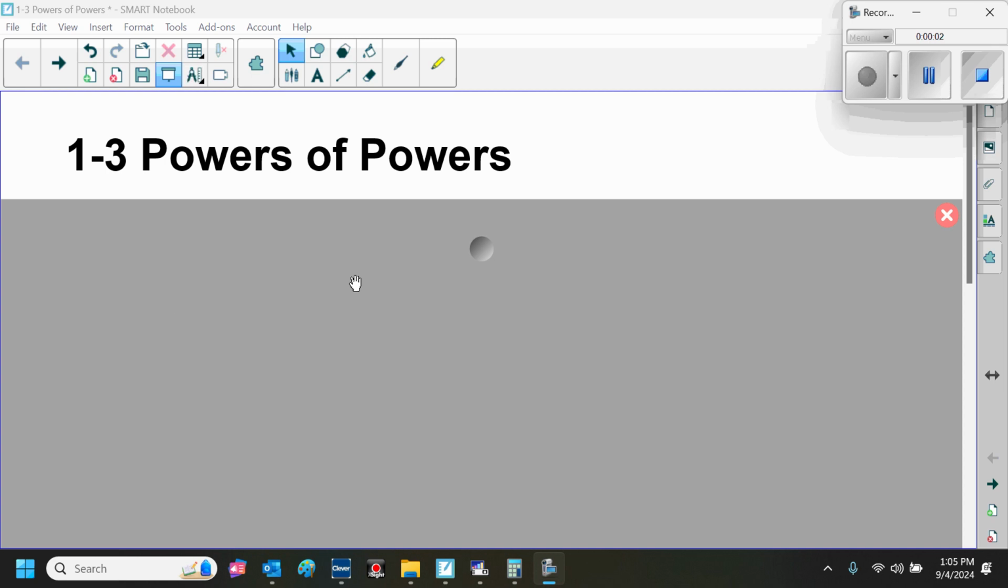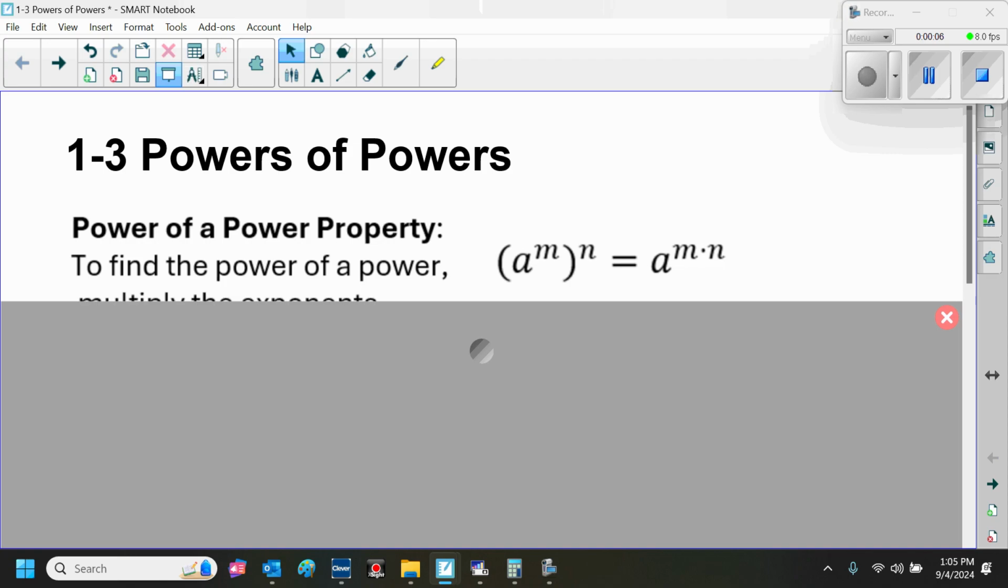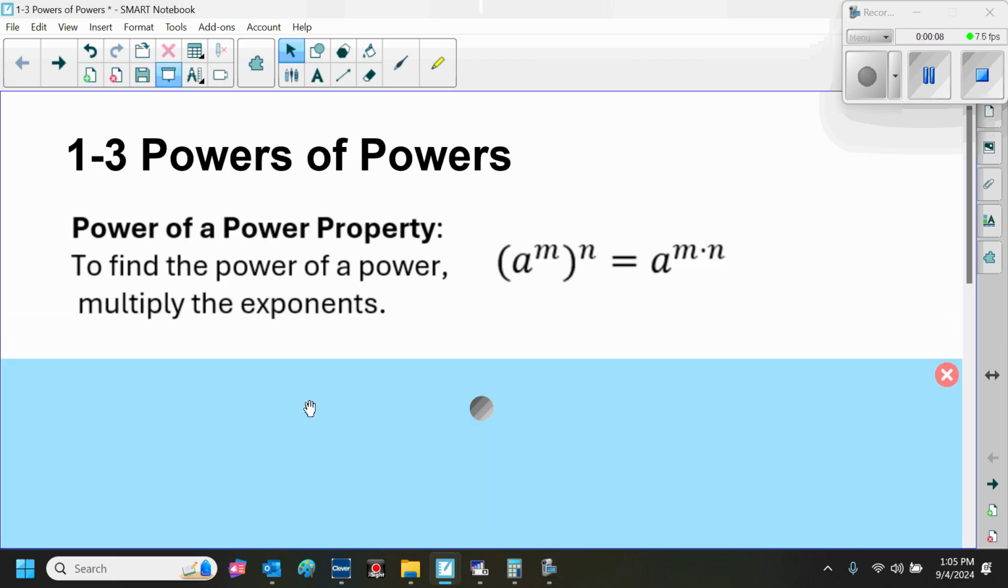Right, so today's lesson is power of powers. Okay, so the first thing I want us to do is look at our property. It's the power of a power property. It says to find the power of a power, you multiply the exponents. Okay, to find the power of a power, we multiply the exponents.